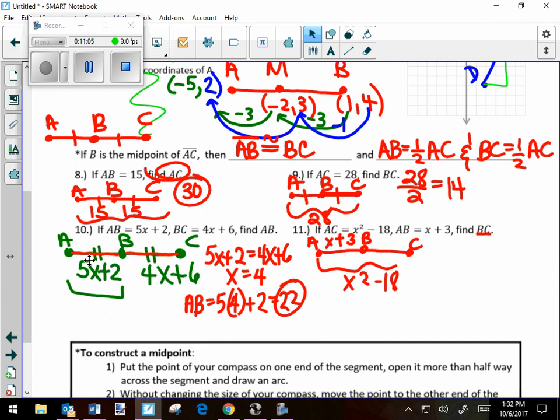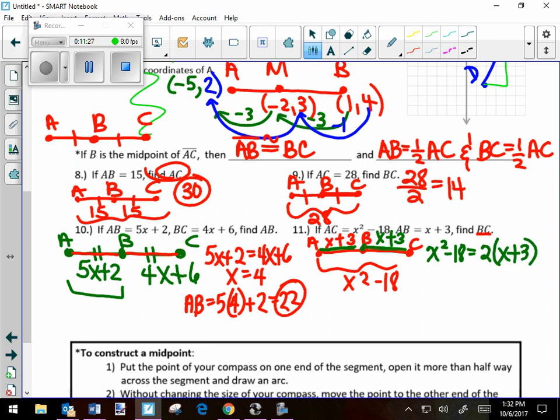What we need to remember here is you can't put an x on BC because that's what you're looking for. BC is the same size as AB because B is the midpoint, which means if the left-hand side is x plus 3, so is the right. So I theoretically know that the whole thing, x squared minus 18, is equal to x plus 3 plus x plus 3. So x squared minus 18 equals 2x plus 6.